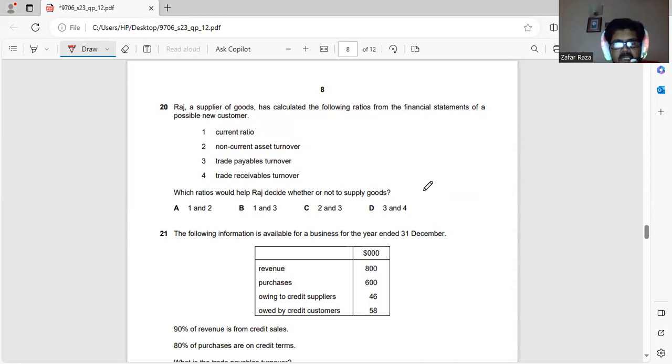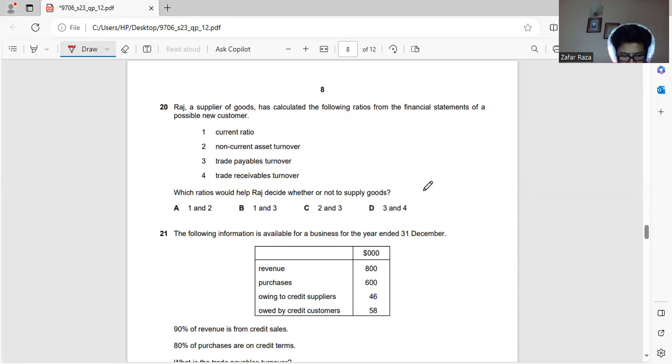Raj, a supplier of goods, has calculated the following ratios from the financial statement of a possible new customer: current ratio, non-current asset, trade payables, trade receivable. Which ratios would help Raj decide whether or not to supply the goods? I think current ratio and trade receivable turnover, 1 and 4. No.